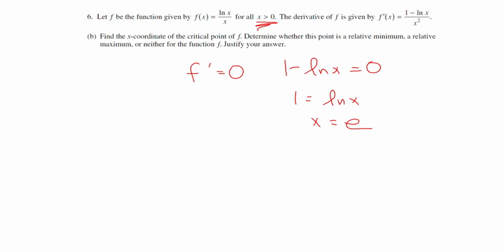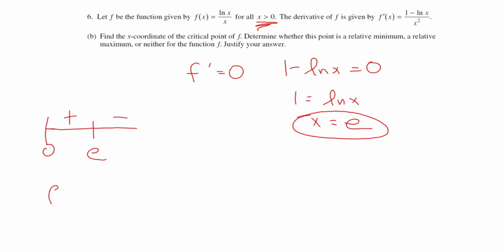Right, so the x-coordinate of the critical point of f is at e, and we can just make a sign chart here. Even though a sign chart is not sufficient justification, we can at least make one to see what's going on. If I plug in something between 0 and e, like 1, into my derivative, we get 1 minus the ln of 1, which is 1 minus 0, or just 1, over 1 squared. So we get a positive value here. And if I plug in something more than e, like 1,000,000, we get a negative value here.